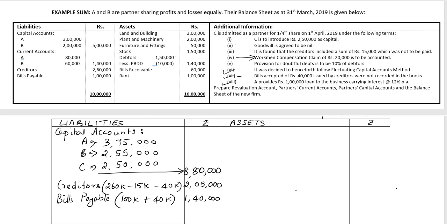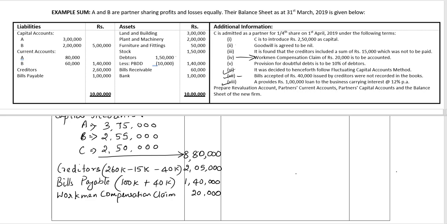As per the fourth point, there is a workman compensation claim of rupees 20,000 to be accounted. So let's insert that also. Workman compensation claim 20,000 rupees. And finally, the eighth point where partner A is providing rupees 1 lakh as loan to the firm. A's loan 1 lakh rupees. Now as far as the interest at 12% per annum is concerned, such interest will be payable only in the next year, because right now A has given the loan, the interest will be payable only at the end of the next year.